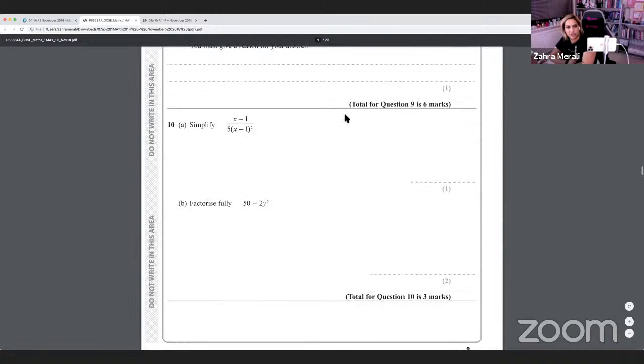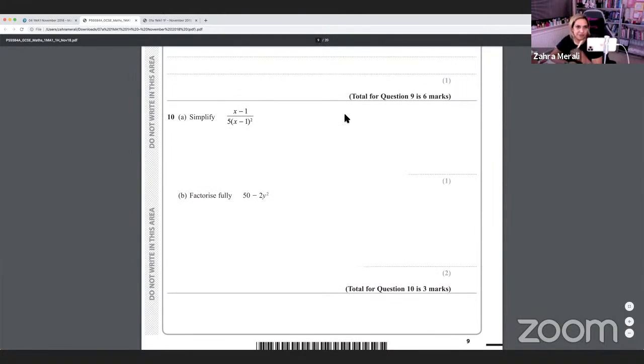Okay, question 10. We're going to simplify this. So hopefully you can see. What I would do is write my bracket. I've got x minus 1. And then on the bottom I've got x minus 1 squared, which means 2 lots of x minus 1. So this is really 1 lot of x minus 1. Get rid of them. We can only cancel if they're in brackets like that. And we get 1 over 5 x minus 1. That's nice and easy to simplify.